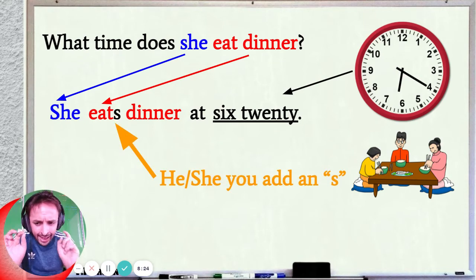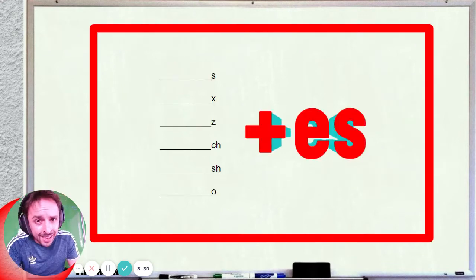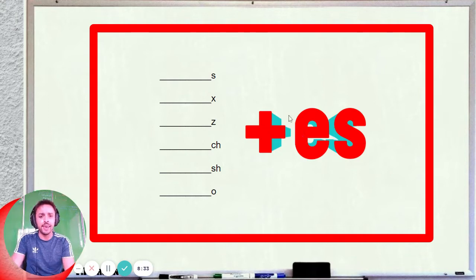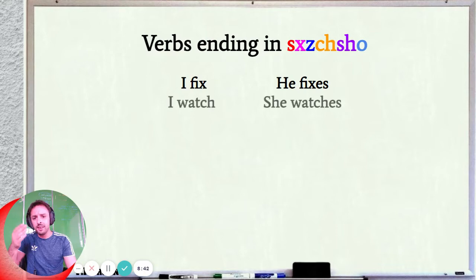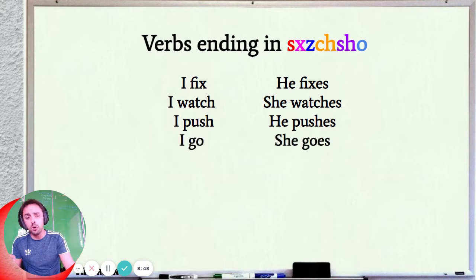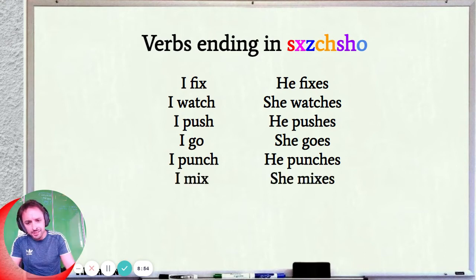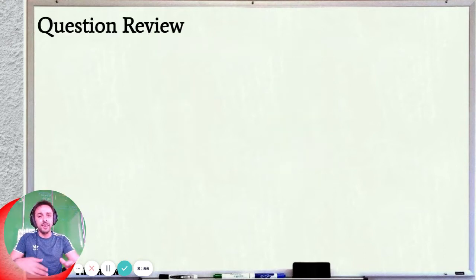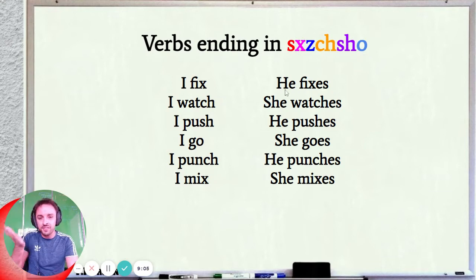And remember to add an S if it's he or she. Sometimes you don't add S, sometimes you add ES if the word ends in any of these letters. So here are some verbs. I fix, he fixes. I watch, he watches. I push, he pushes. I go, she goes. I punch, he punches. I mix, she mixes. So remember, if the verb ends in any of these letters, then you add ES if it's he or she.